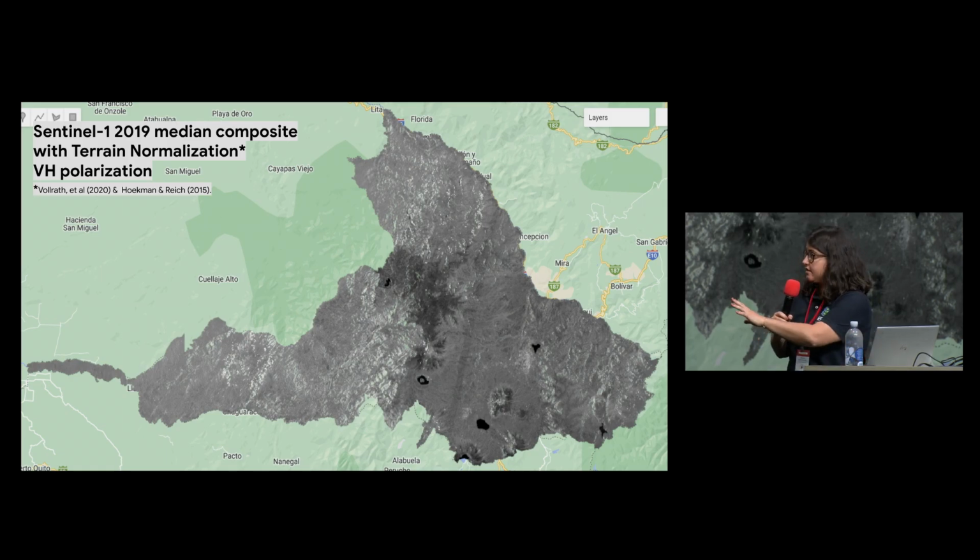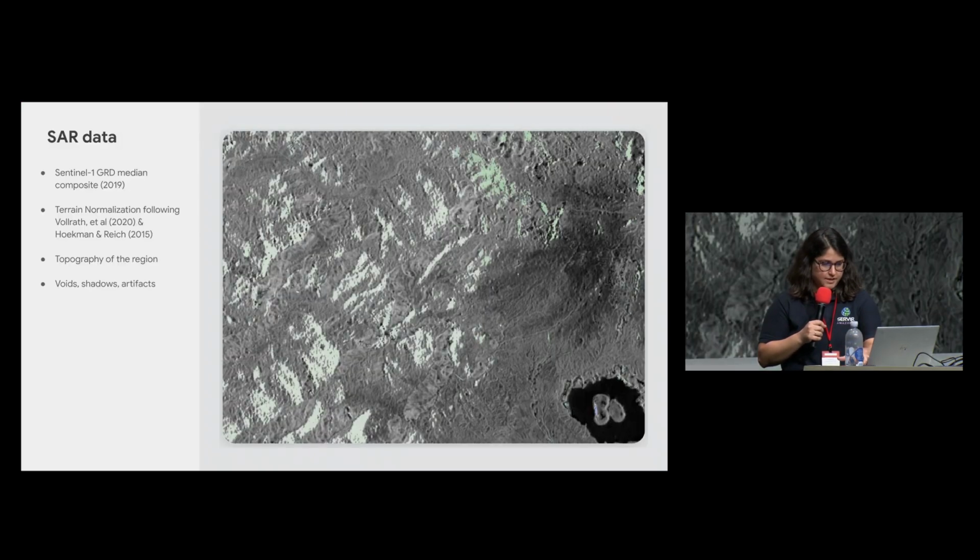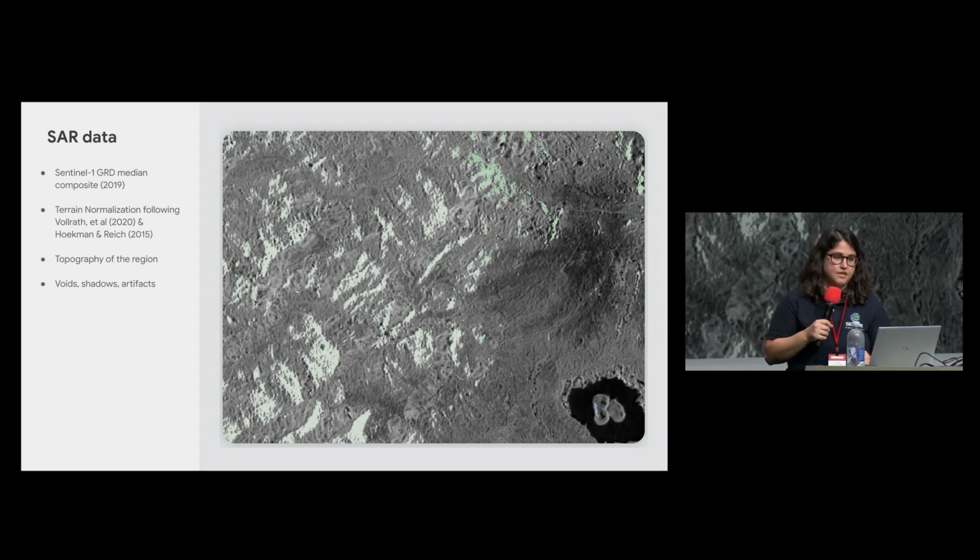And this is what it looks like. It's a little bit better. And you may not see in this image, but when you zoom in, you can see that still there are a lot of voids that are from the correction, shadows and other artifacts in the composite. So it's hard to work with as well.